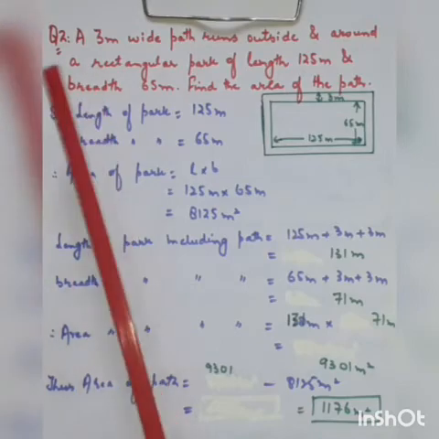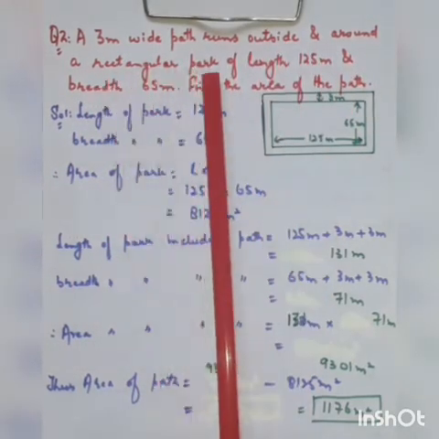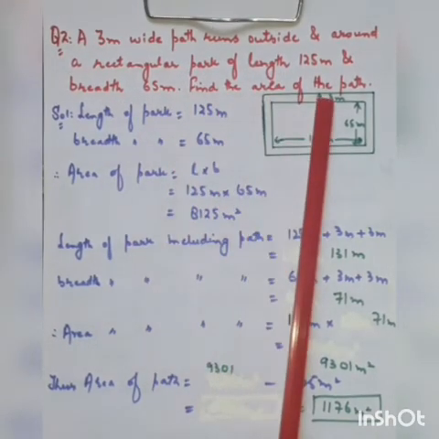Now students, question number 2 is, a 3 meter wide path runs outside and around a rectangular park of length 125 meter and breadth 65 meter. Find the area of the path.